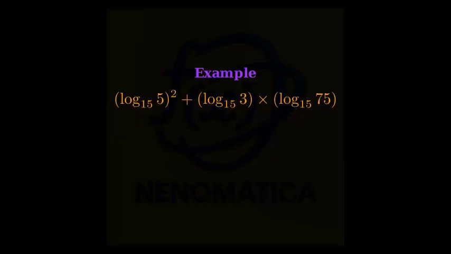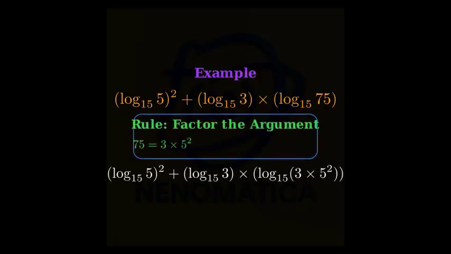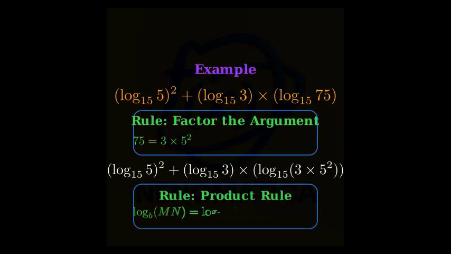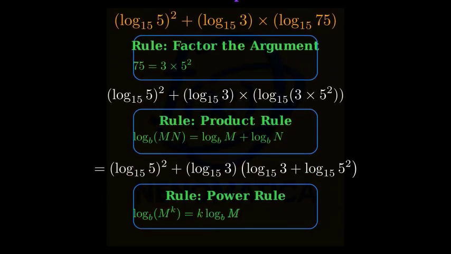Step 1. Factor the 75 inside the logarithm as 3 times 5 squared. We use factoring of the argument. Step 2. Apply the product rule for logarithms to expand log base 15 of 3 times 5 squared into a sum. Product rule. Step 3. Use the power rule to bring the exponent 2 down in front of the logarithm.